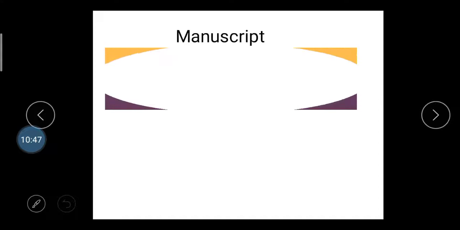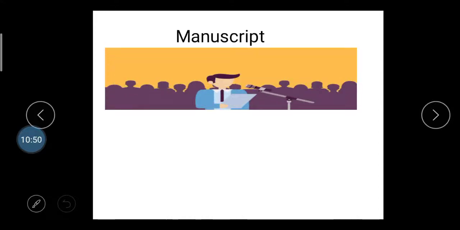Then the second method is the manuscript method. In this method you can see the image; I have used the overall images so you can easily understand this. Here you can see the person giving the speech from a script, so it is called the manuscript. Whenever a person gives a speech, they take a script with them and give the overall idea to the public. It is called the manuscript delivery method.